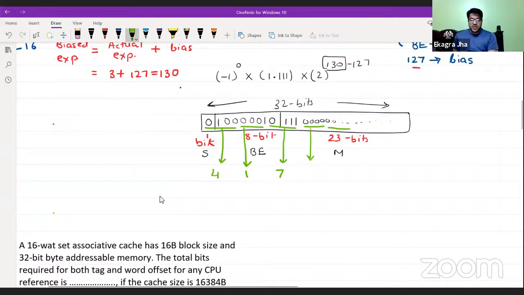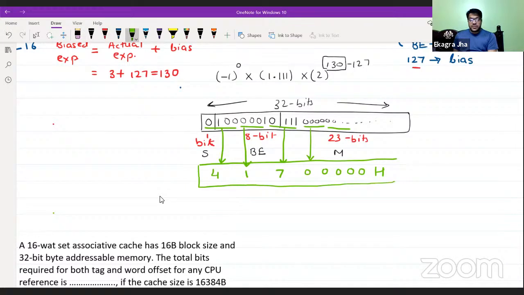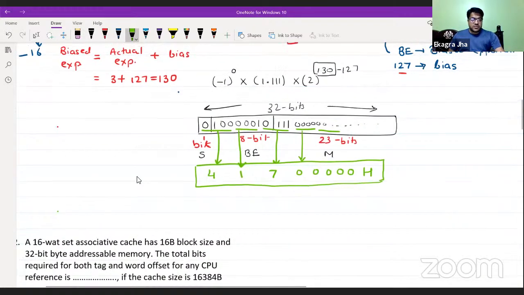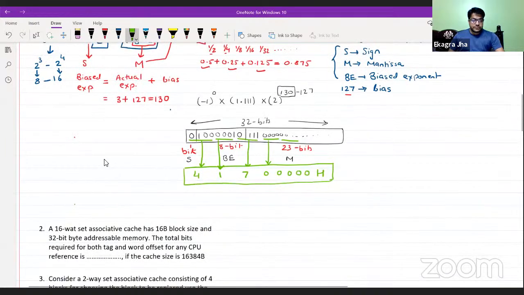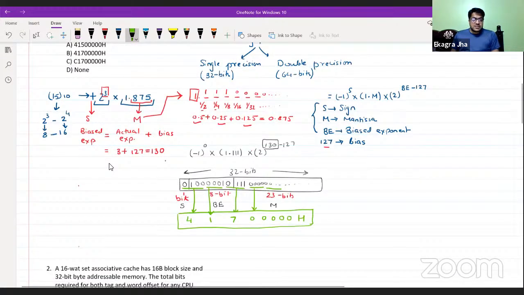The remaining part will become 0, and this representation is in hexadecimal format. So the decimal value 15.0 is going to be converted into IEEE 754 single precision hexadecimal format as 417 and five 0s. According to this, if we have the right option over here, the correct answer is option B.